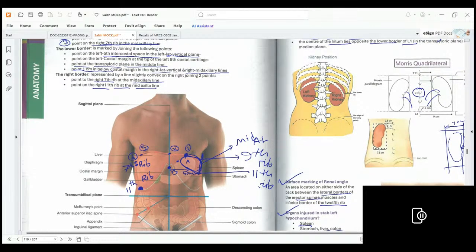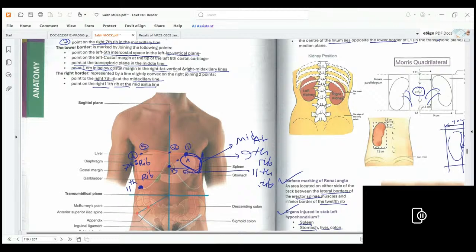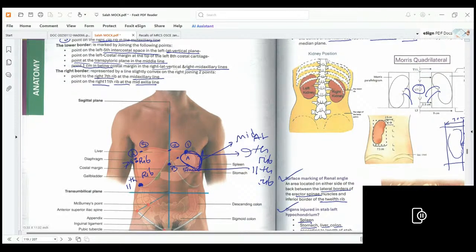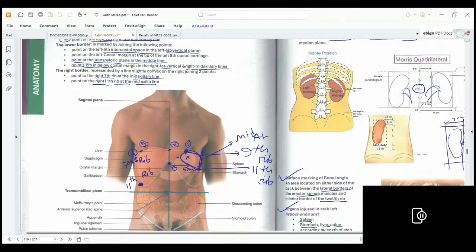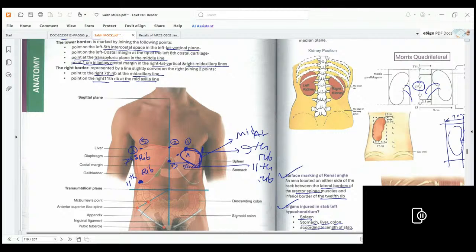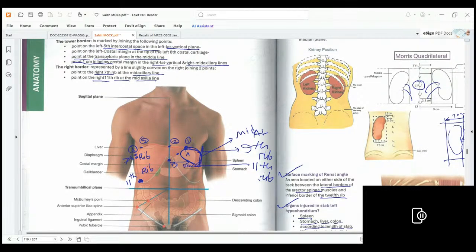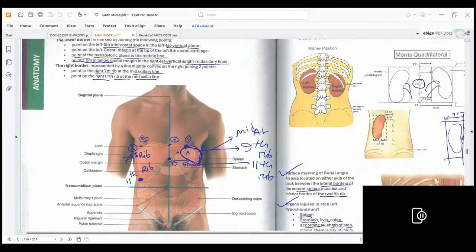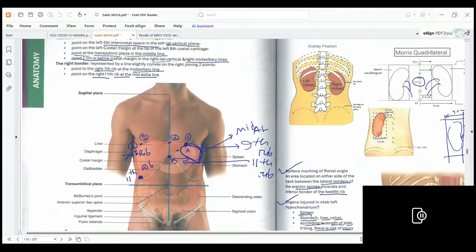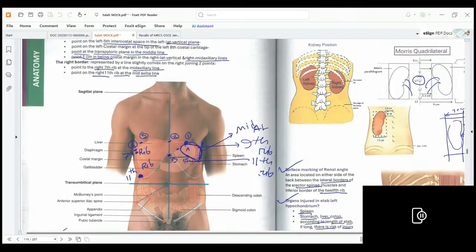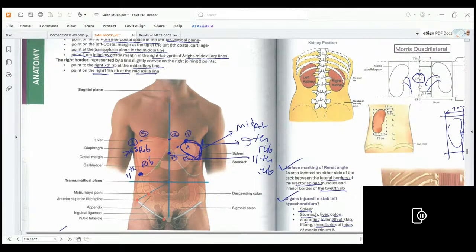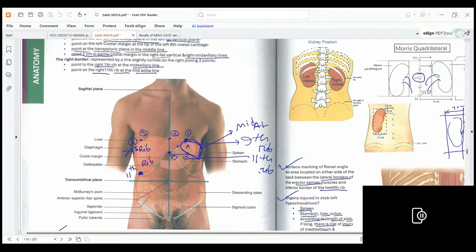This one I think is better. Right mid-axillary line. One point below the costal margin in the right mid-axillary line. Yes, mid-axillary line, costal margin, and from there one centimeter below is a point one centimeter below the costal margin in the right mid-axillary line.